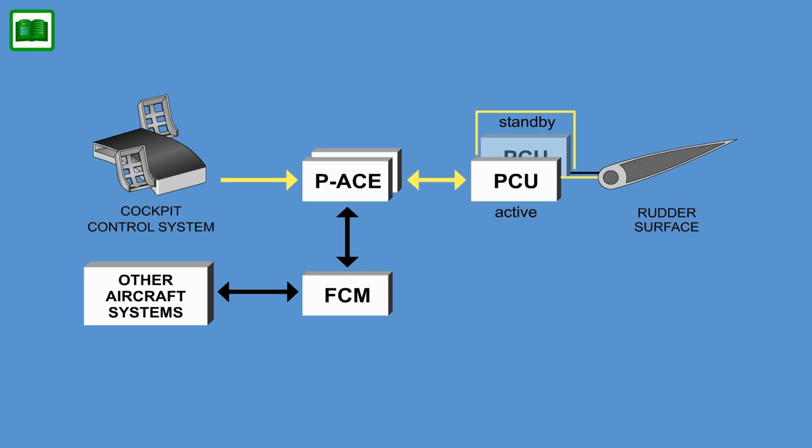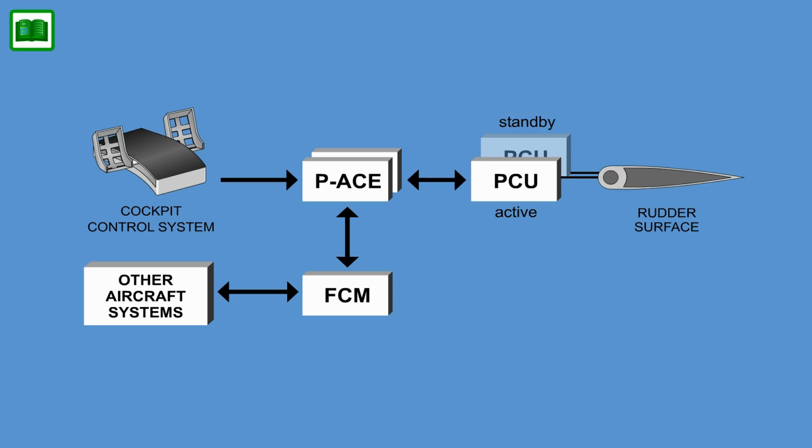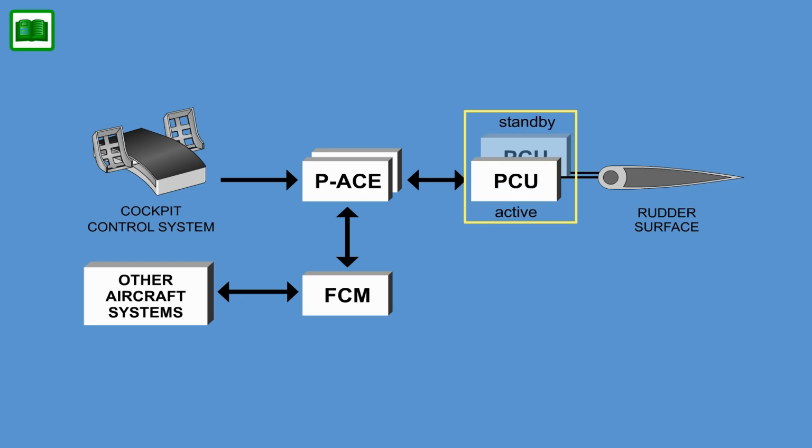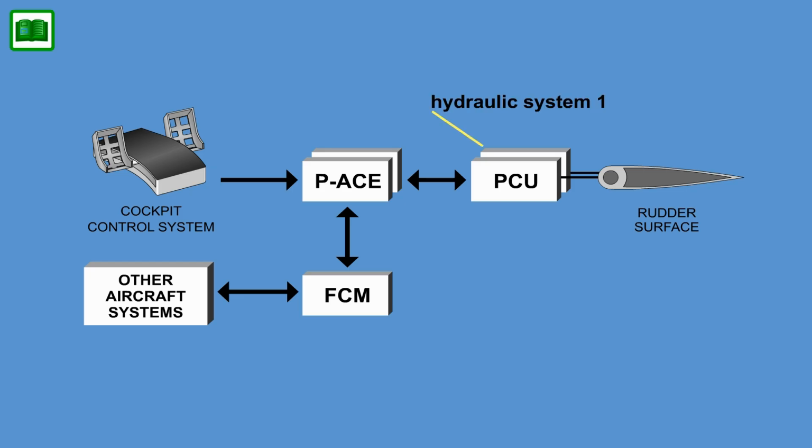The active standby status of the PCUs is alternated by the primary ACE units at the first power-up on ground each day, or automatically switched when a failure is detected. The upper PCU is powered by Hydraulic System 1, while the lower PCU is powered by Hydraulic System 3.